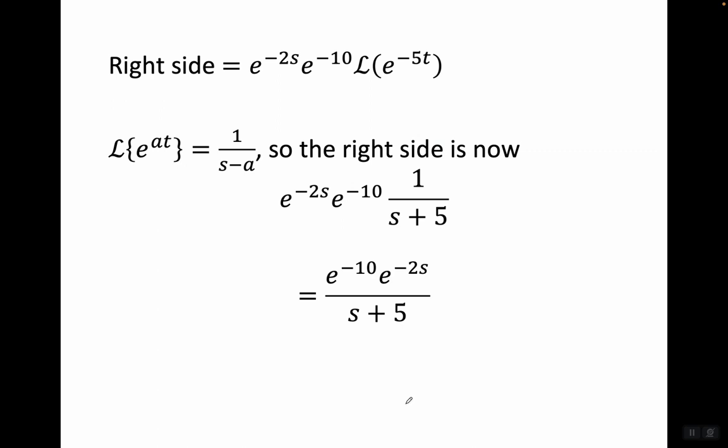Okay, so this is what we get for the right side. Wouldn't it be cool if we could evaluate the Laplace transform of e to the negative 5t? We can. We're going to use this formula. So plug in negative 5 for a, and we end up with the right side as e to the negative 2s, e to the negative 10, and the Laplace transform of e to the negative 5t is just going to be 1 over s plus 5. So in other words, we have e to the negative 10, e to the negative 2s over s plus 5.